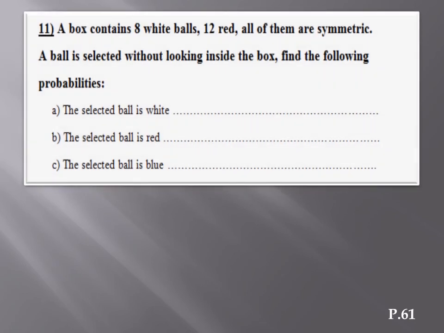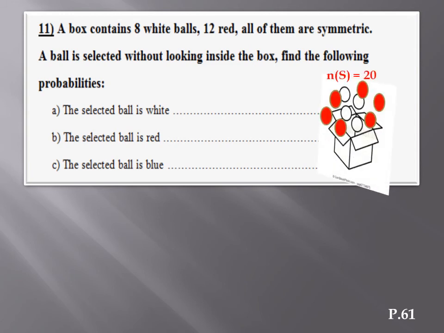A box contains 8 white balls and 12 red balls. All of them are symmetric. A ball is selected without looking inside the box. Find the following probabilities. Before we find the probability, I need to find the number of the sample space. It equals 20 balls. To write the probability that the selected ball is white: how many white balls? 8 white balls, and the total is 20. The probability equals 8 over 20. In the simplest form, it equals 2 over 5.